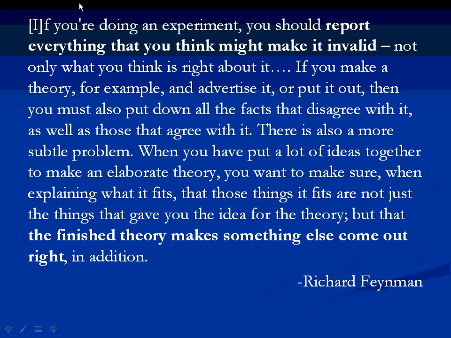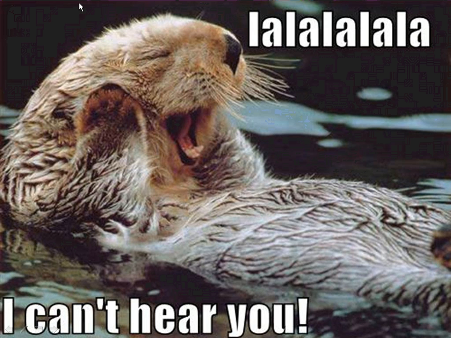Richard Feynman said something great about experiments. Experiments and theories should always take in all the information, not just the information that you're focusing on. You should disclose everything, because theories have to predict future experiments too. The finished theory should always make something else come out right, not just what you've worked on, but what other people will do in the future. This would not be a scientist. Scientists don't say, only my information is right. Scientists say, anyone in the world should be able to work with my data and my theory and come up with the same conclusions I can and extend them to the future.